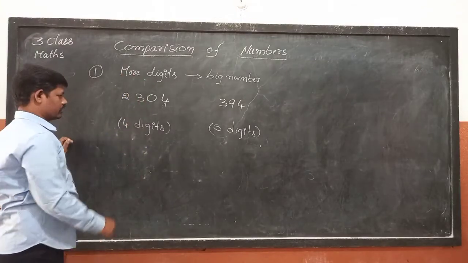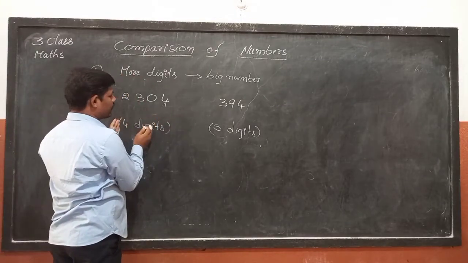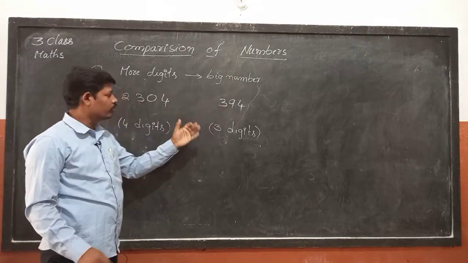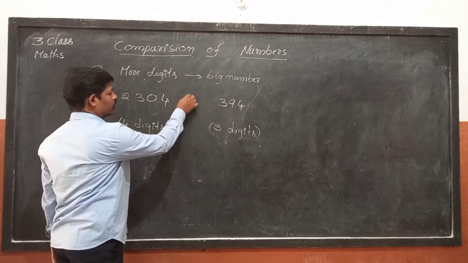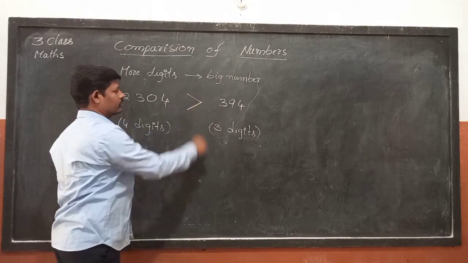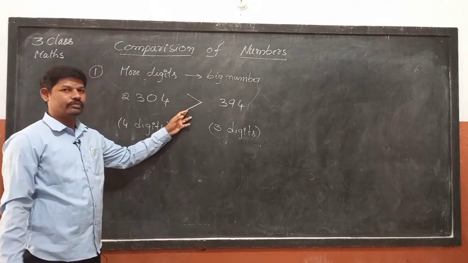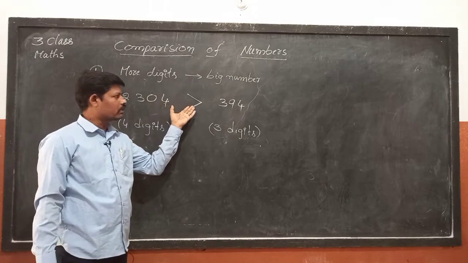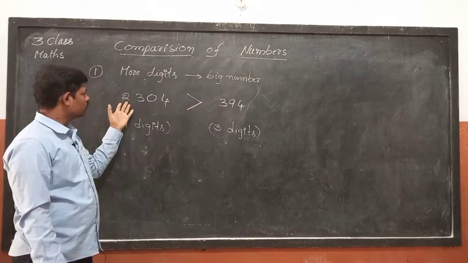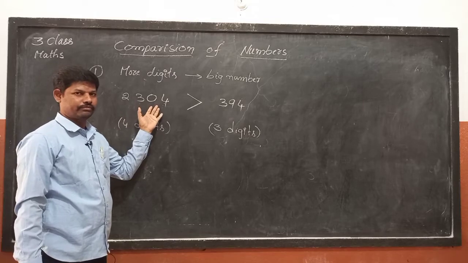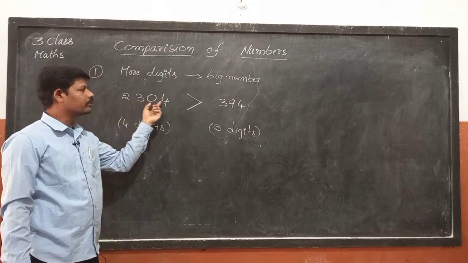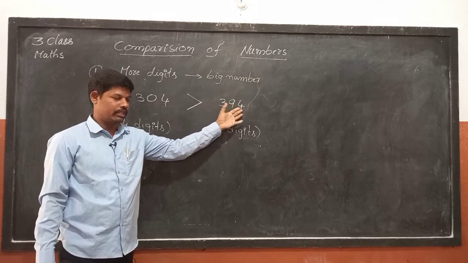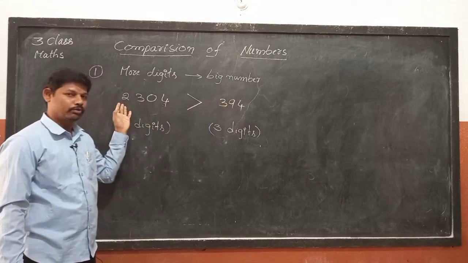So, while comparing, you have to use symbols. This is a bigger number than this number, so which symbol do we have to use? Use greater than. So, you write 2304 is greater than 394. Here only hundreds are there, here thousands are there.